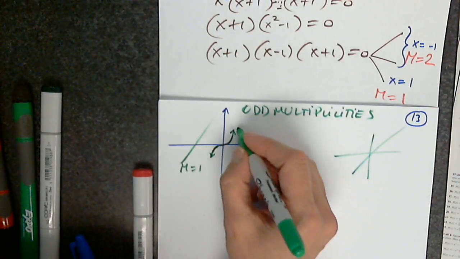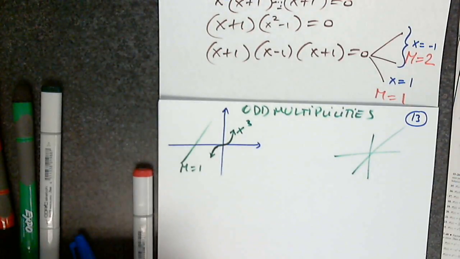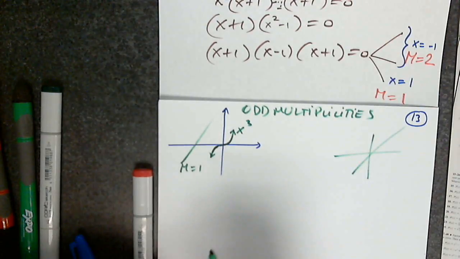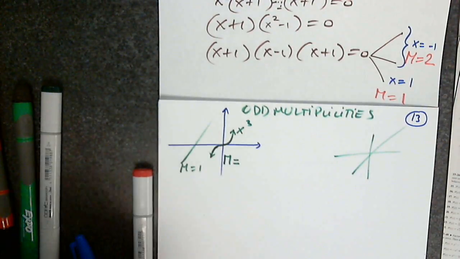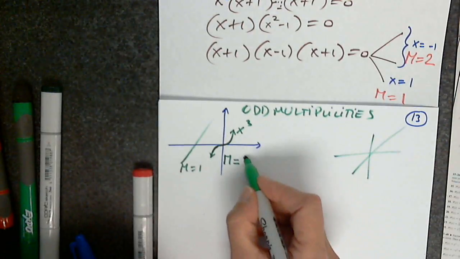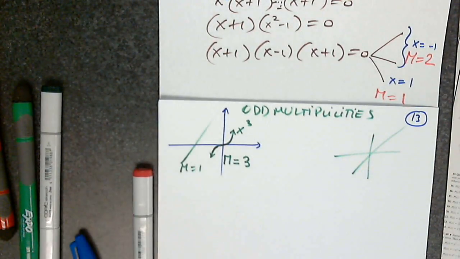Why? What is the multiplicity of x equals 0 in the function x cubed? That's 3. Exactly. That's why it crosses at 0. There is still one solution, there are no 3 points in there. But because the solution appears 3 times, the function does not do this. It does this.